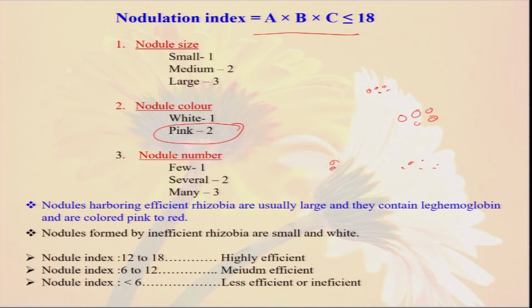If the nodule index is 12 to 18, that is highly efficient, and nitrogen fixation is very good. If the nodule index is 6 to 12, it is medium efficient. Fixation is not very bad or not very good if this nodule index is obtained by multiplying nodule size, nodule color and nodule number. But if the nodule index is very low, it is less efficient. In the case of French bean, although it is a leguminous crop, the nitrogen fixation capacity is very low.